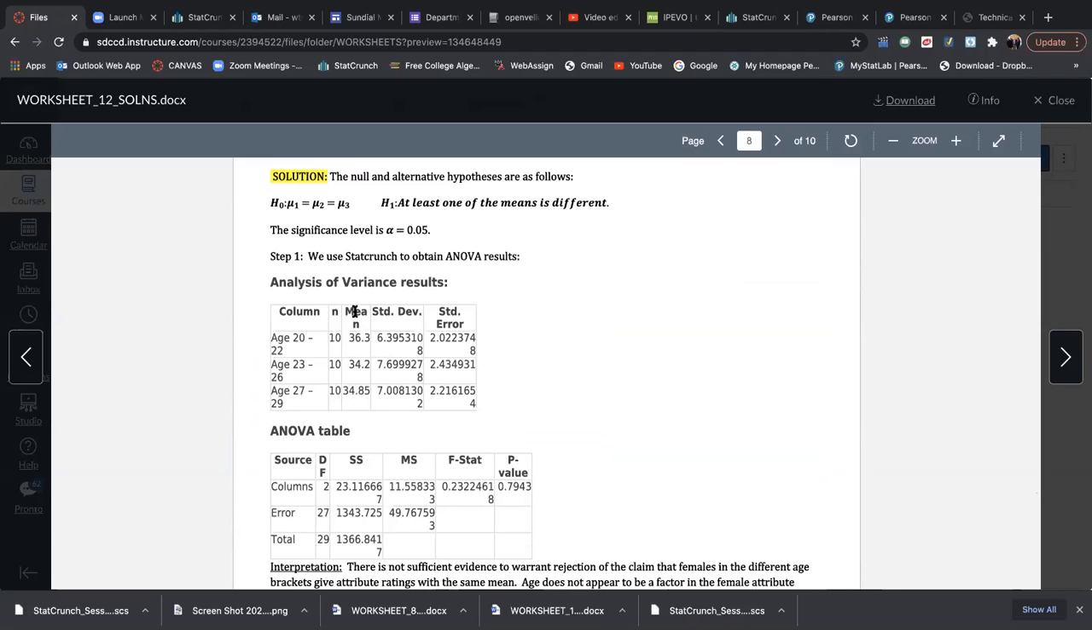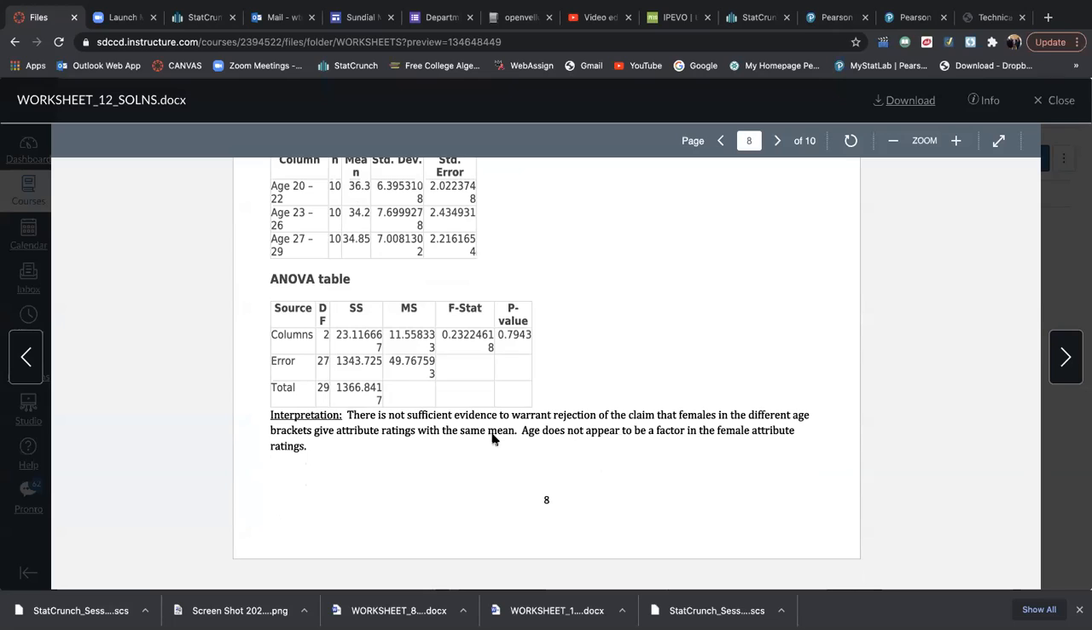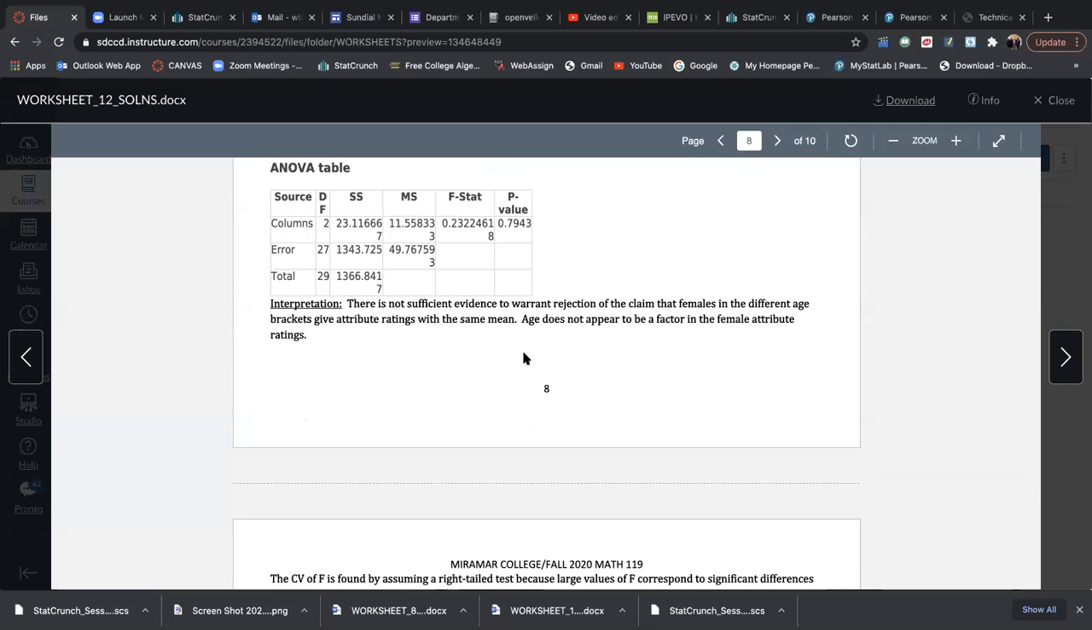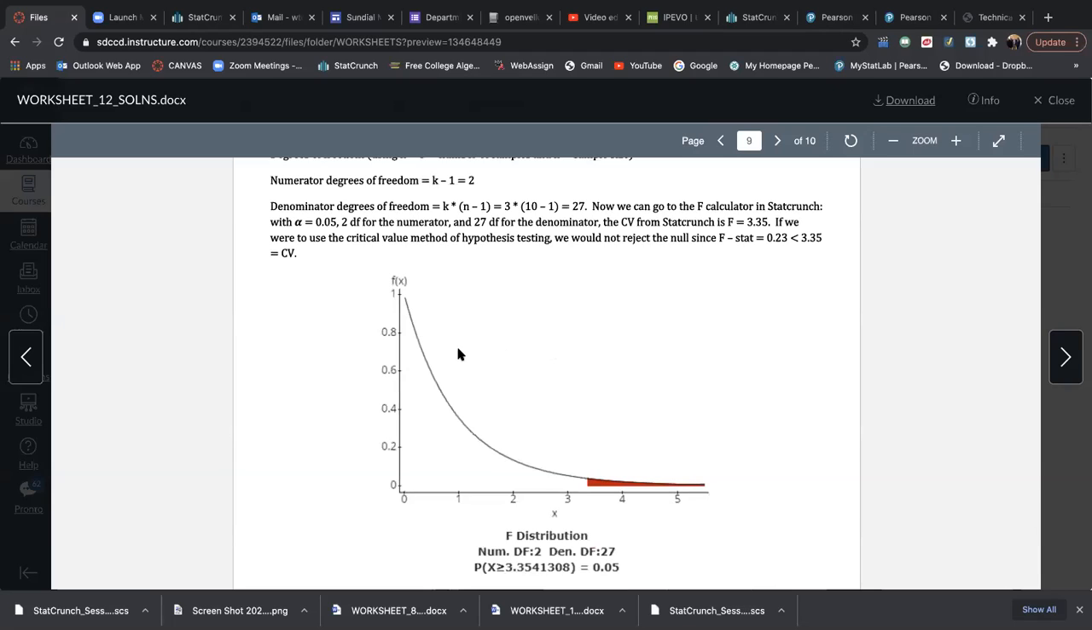Here are the average attribute values across the 3 age groups and their standard deviations, okay? And notice that the p-value is high. So H naught will fly. We have a low F-stat, and therefore there is not sufficient evidence to warrant rejection of the claim that females in the different age brackets give attribute ratings with the same mean. And furthermore, age does not appear to be a factor in the female attribute ratings. Okay, here is our F distribution.